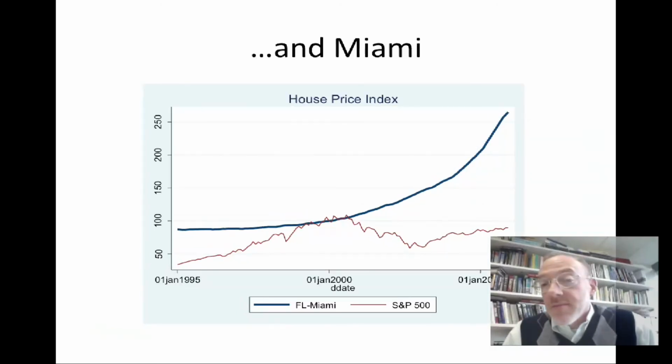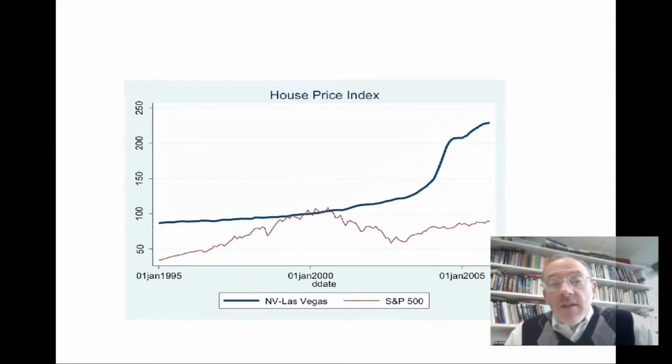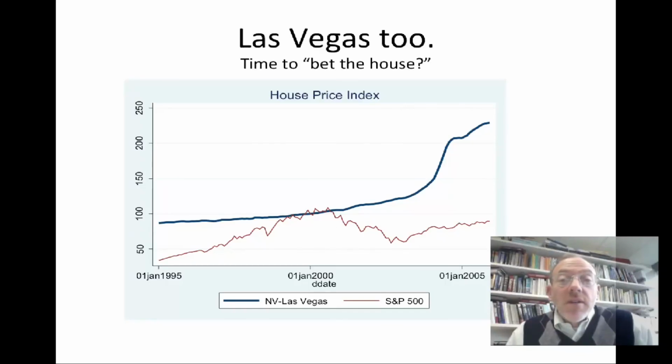It wasn't just Phoenix, also Miami. Here's the same picture, although now with Miami's data. You can see again in around 2004, 2005, and so forth, the price of housing is just skyrocketing in Miami relative, say, to what's happening with the S&P 500. Similar things were going on in San Diego. Similar things were happening in Las Vegas. You might ask yourself, hey, is it time to bet the house?